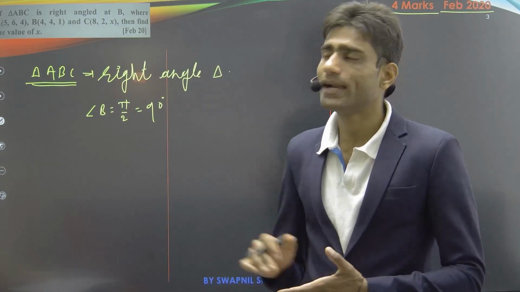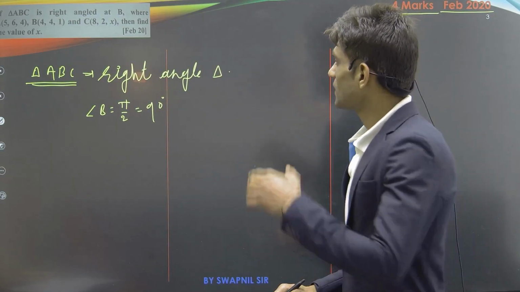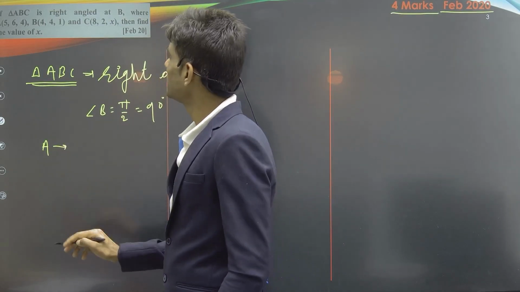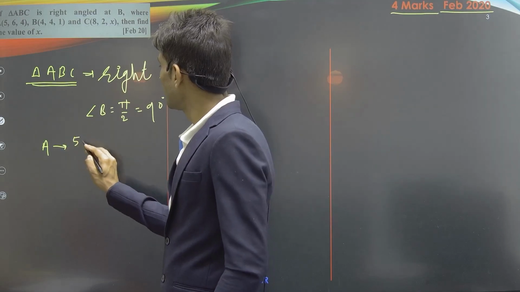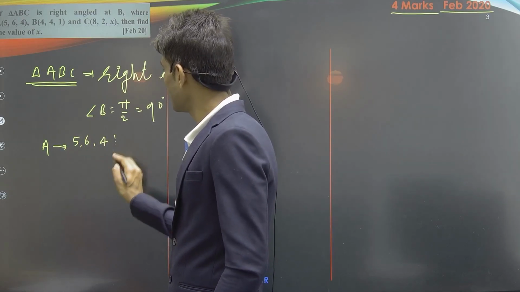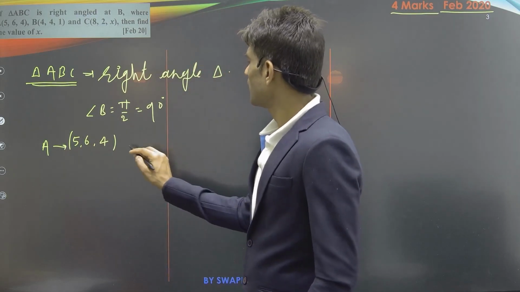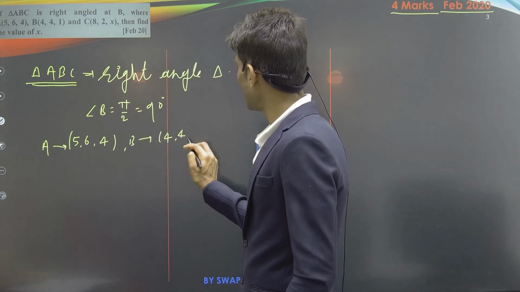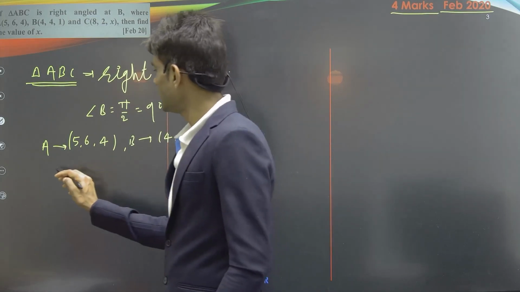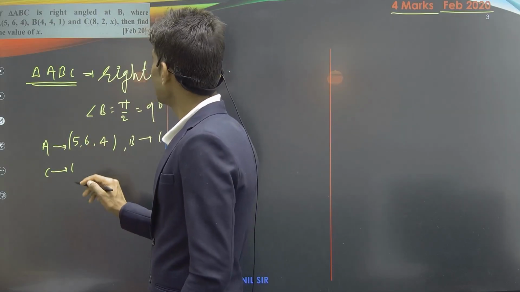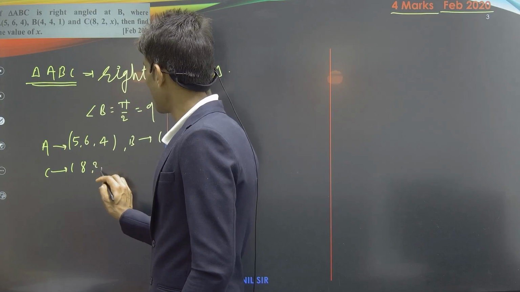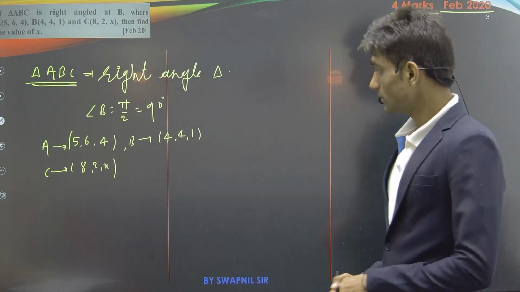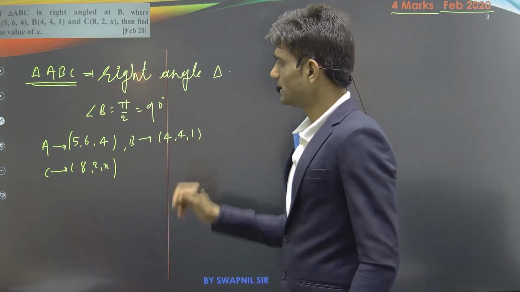Angles A and C are less than 90 degrees. The vertices are also given. Vertex A is given as 5, 6, 4. Vertex B is given as 4, 4, 1. I'm writing what we have been given here. And vertex C is 8, 2, x. So we have three vertices A, B and C, and at vertex B we have the right angle.